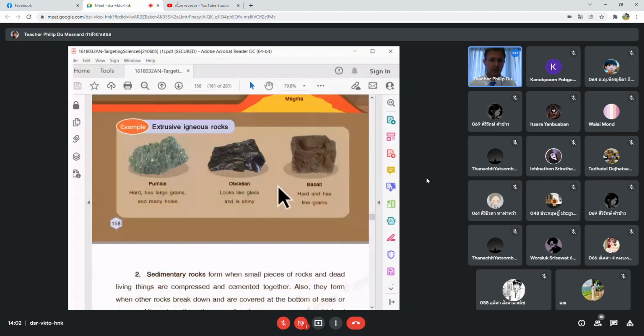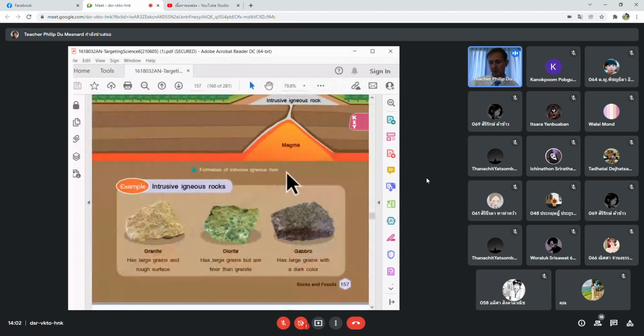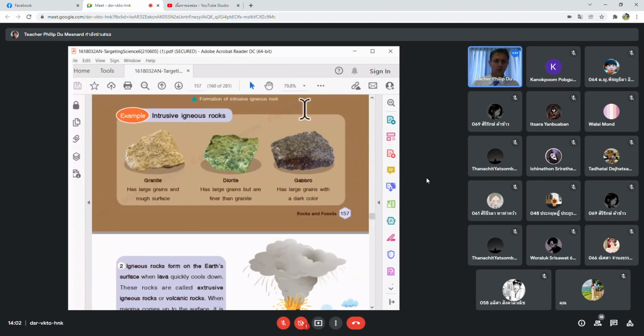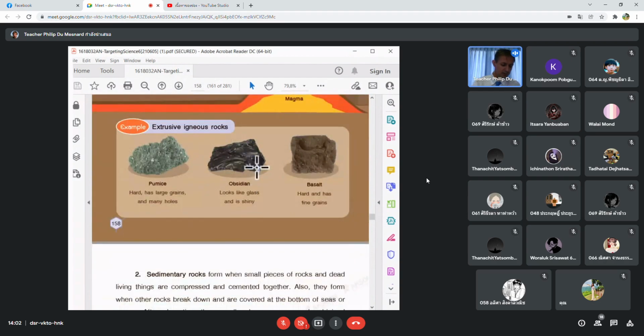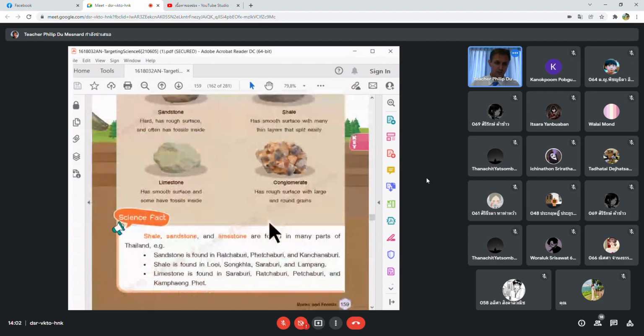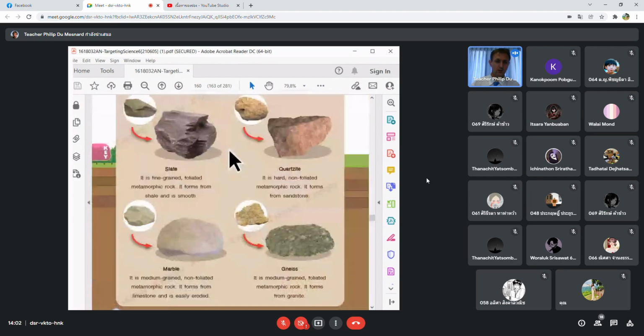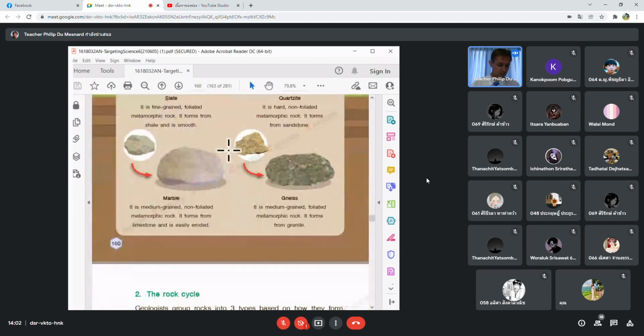Okay, so 156 is important. 157 is important. Very, very, very important. 158, yes, it's important. 159, yes, it's important because it's sedimentary rocks. Okay, and then this one, metamorphic rocks, also it is important. This is 160.